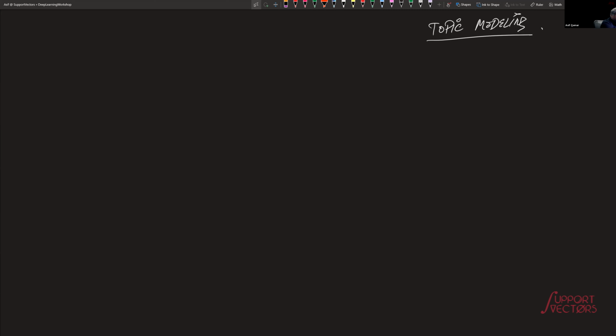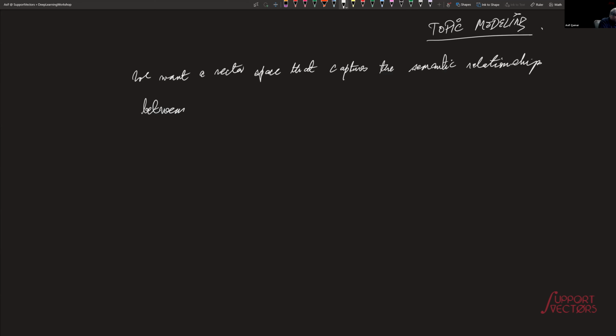So let me put the main idea there. We want a vector space that captures the semantic relationships between words, right? So for example, we should be able to say things like king and queen are near each other, whereas a word like king and backpropagation are not words that are near each other, isn't it? In some sense, we need things like that, for example.